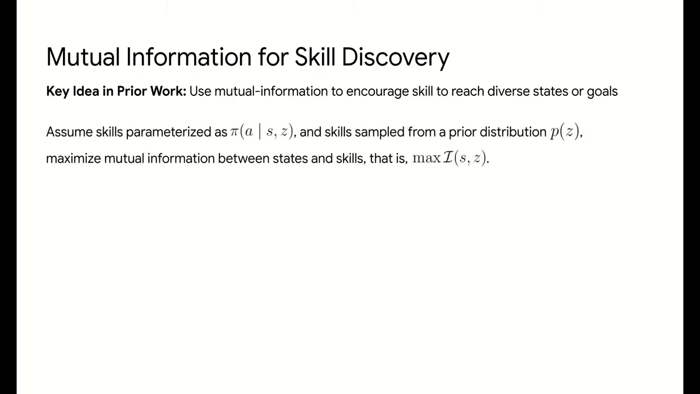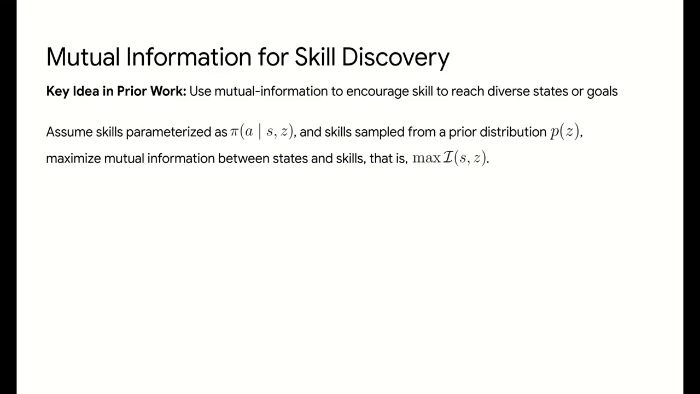Before we jump into our work, here is a very brief primer on the current methods. The key idea in prior work has been to discover a diverse set of states by using mutual information to construct task-agnostic reward functions. To see how that pans out, assume each skill is parameterized as pi(a|s, z), where the skills are sampled from a fixed prior distribution p(z).